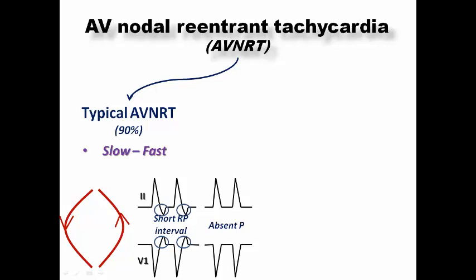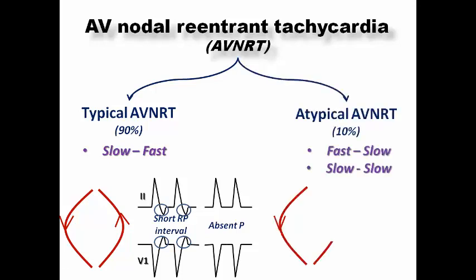So it can show a short RP interval, as the P waves are very close to the preceding complex, and they are retrograde P waves because the atrium here is stimulated in a retrograde direction instead of the antegrade direction as in sinus rhythm. Or sometimes the P wave may be buried within the complex because of simultaneous atrial and ventricular depolarization, so you may not see any P waves, absent P wave, as we can see here. This is of course the most common type of AVNRT.